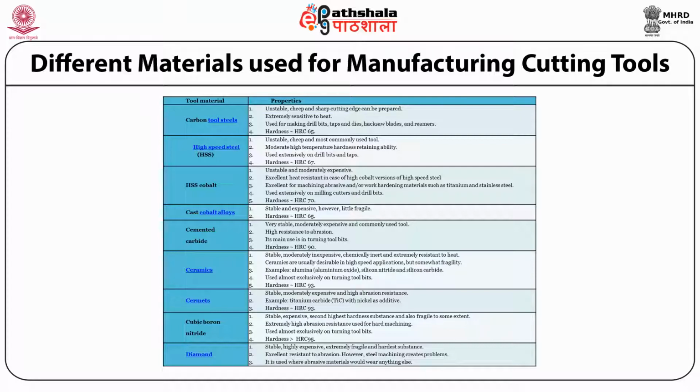The second last material is cubic boron nitride, which is the highest hardness substance, and they're also fragile to some extent, and they have extremely high abrasion resistance, which is used for hard machining. The last is the diamond. The diamond is stable, highly expensive, extremely fragile, and the hardest substance. They have excellent resistance to abrasion, and they are used where abrasive materials would wear anything else.